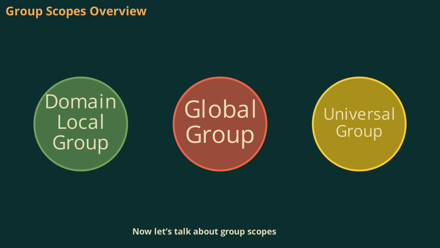Now let's talk about group scopes. Scope defines how far a group's permissions can reach within the Active Directory environment. There are three main scopes: domain local, global, and universal. Each scope has unique characteristics that determine where the group can be used and who can be a member. Understanding these scopes is crucial for designing a secure and efficient AD structure.